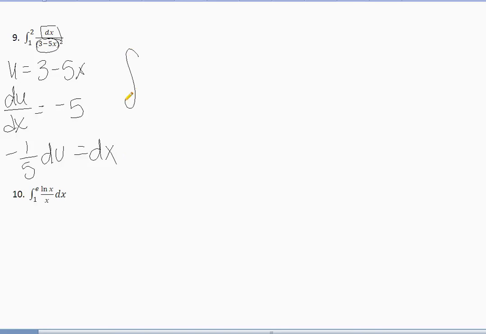So I'd have 1 over u squared times -1/5 du. Remember this, don't let this confuse you. It's the same thing as 1 over 3 minus 5x squared times dx. Anytime dx is in the numerator like that, it's like 1 over times dx.